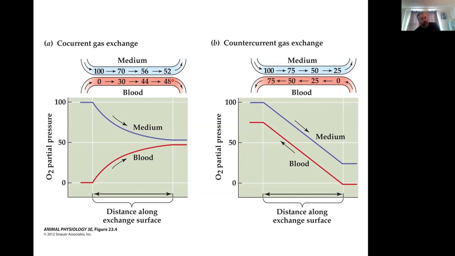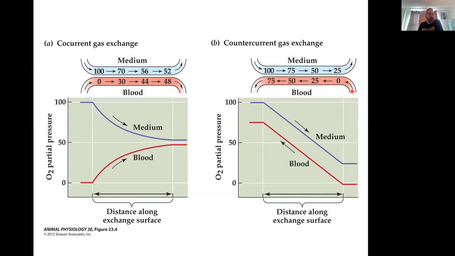Now, we can do better than that, believe it or not. And the way that we're going to do better than that is by having the medium, the air or the water, go in one direction and the blood go in the other. This is called countercurrent gas exchange. And the reason this works for us is that the medium never becomes depleted. There's always some partial pressure. It's lowest at the far end, but there's always some pressure there.